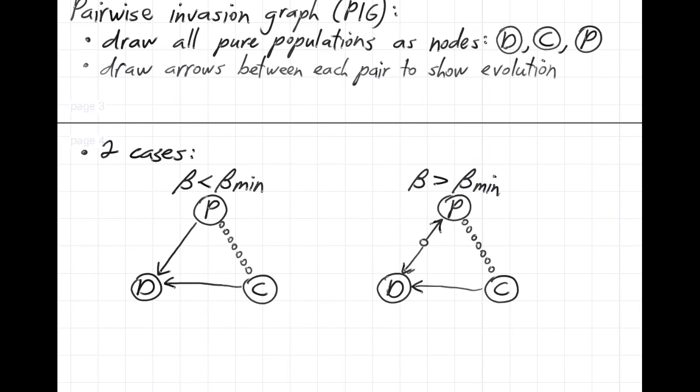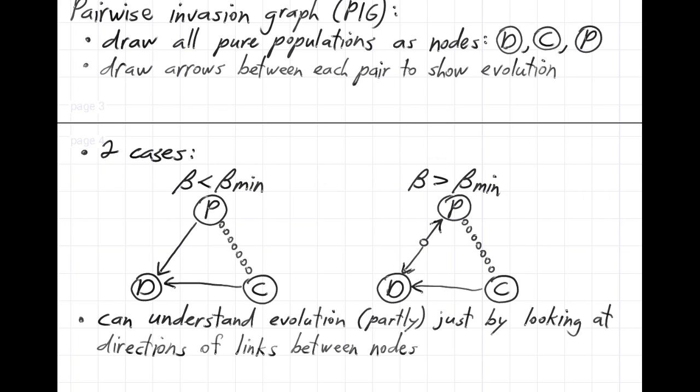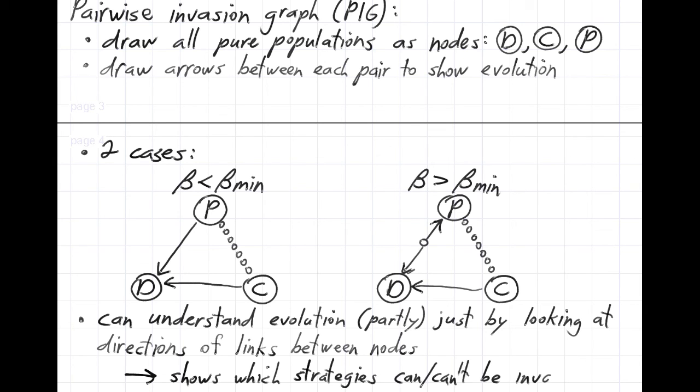Okay, so this doesn't tell us the full dynamics for any population structure. It only tells us about transitions between pure populations. So populations of all one type, whether they can transition to populations of another pure type. But it does help us to understand the evolution of the system. And the important thing to notice is that it shows us which states or strategies can or can't be invaded.